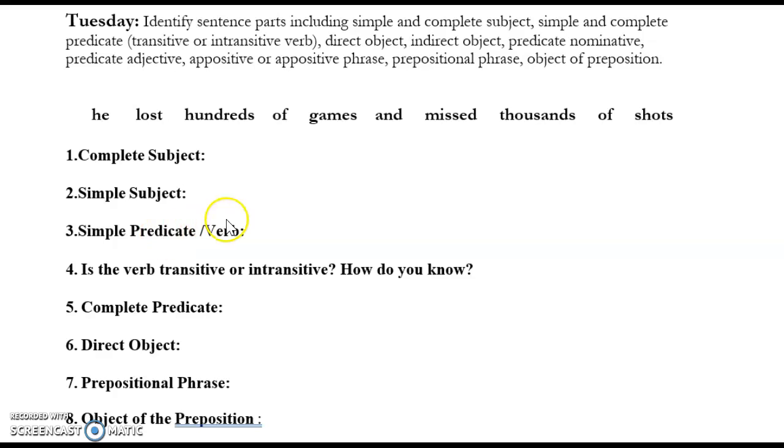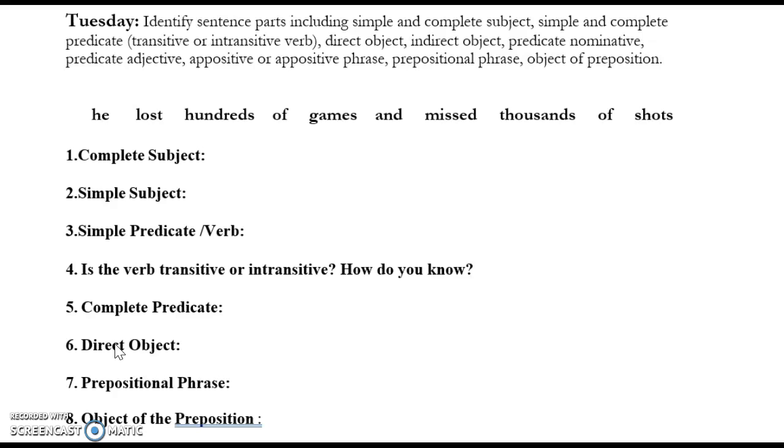Then you're looking for your simple predicate. Your simple predicate is always going to be the verb of your sentence. It comes after your subject, it's in the complete predicate, it's always the verb. Then you tell me if it's transitive or intransitive. Well, transitive is an action, intransitive is not an action. Okay? Then you tell me the complete predicate. The complete predicate is everything after our subject, so the whole rest of the sentence.